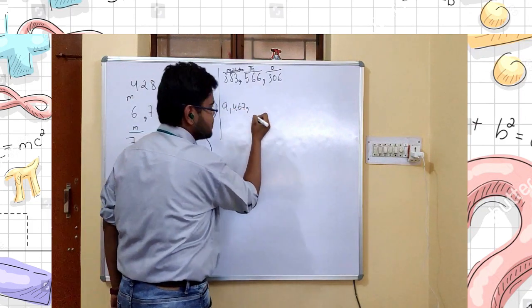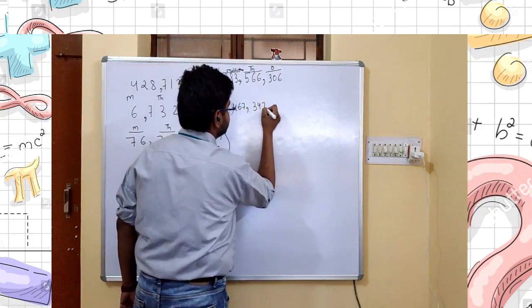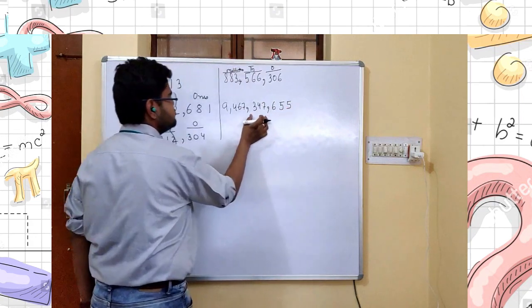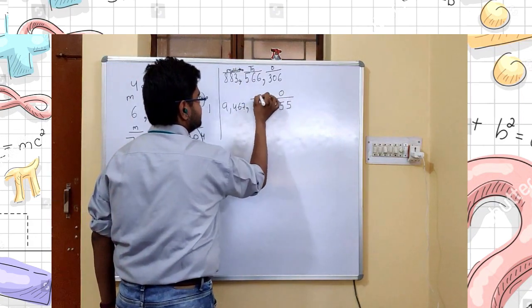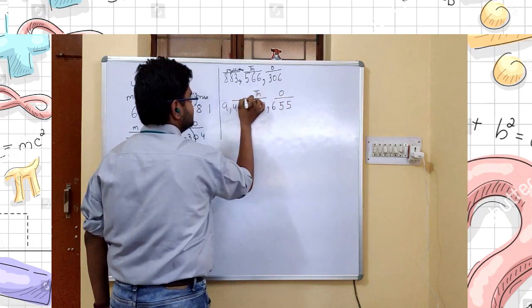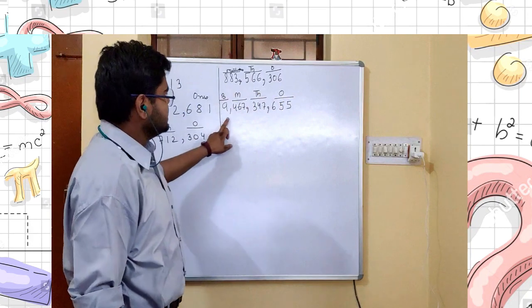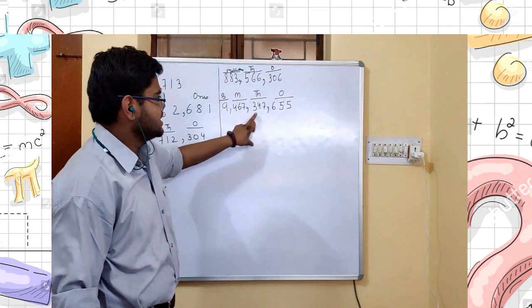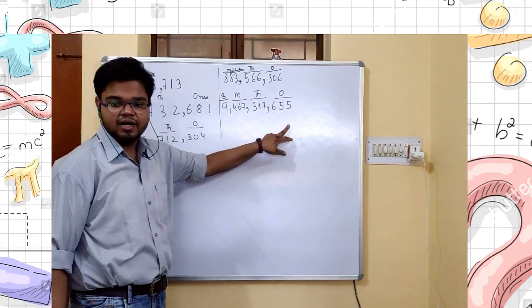If you took a bigger number than this, for example, 9,467,347,655. So after every three digits we put a comma. This is your ones, this is your thousand, this is your million, and this is your billion. So this will be 9,467,347,655.